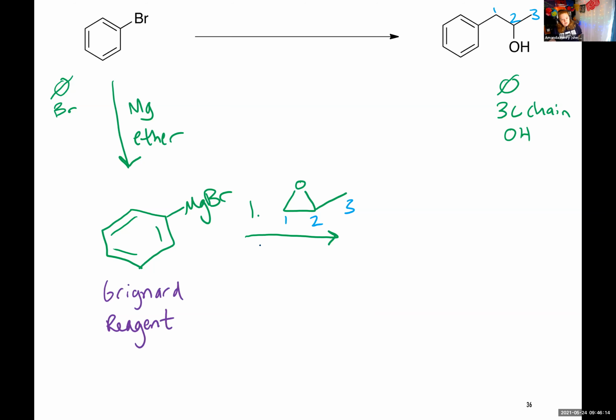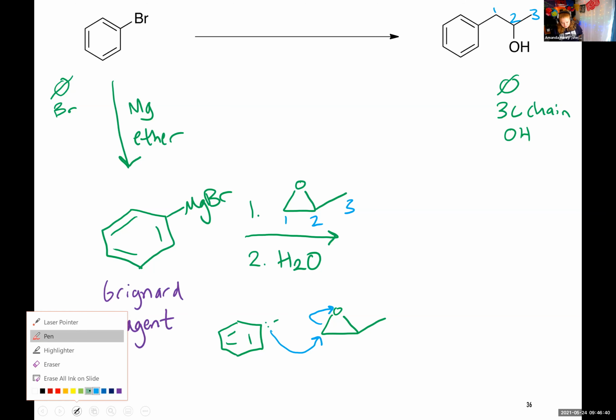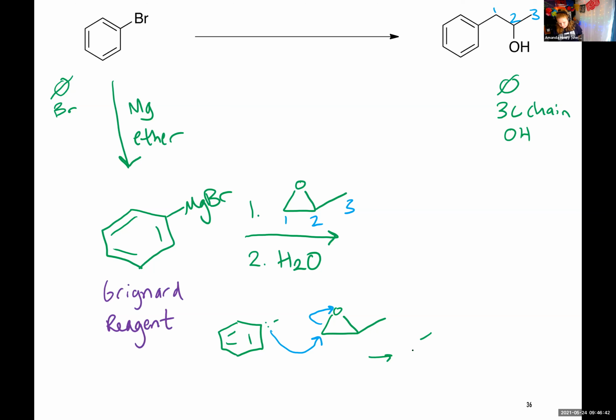And then the second step does need to be water. Let me stay in my color coding here. So what we would get, let me give you a little mini mechanism here just to help you see what's happening. We would do a nucleophilic attack. This would be our ring opening reaction that we talked about in this chapter.